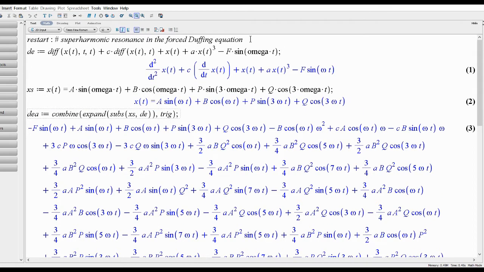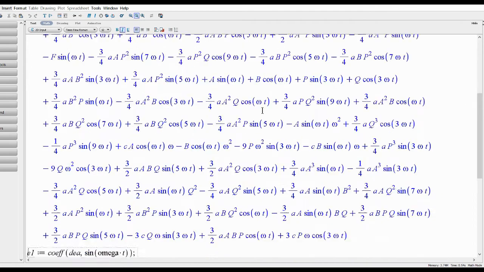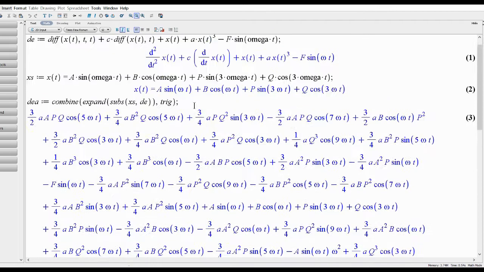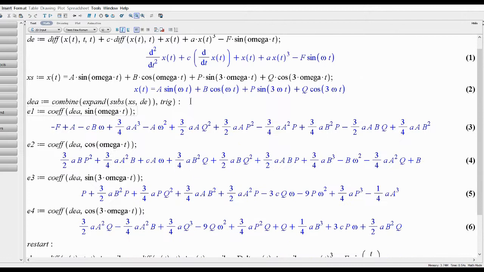When I substitute this, I get a big long expression, but I can suppress that for easier traversal. And then you see I just pick out the coefficients of sine omega t, cosine omega t, sine 3 omega t, and cosine 3 omega t. You are familiar with these.